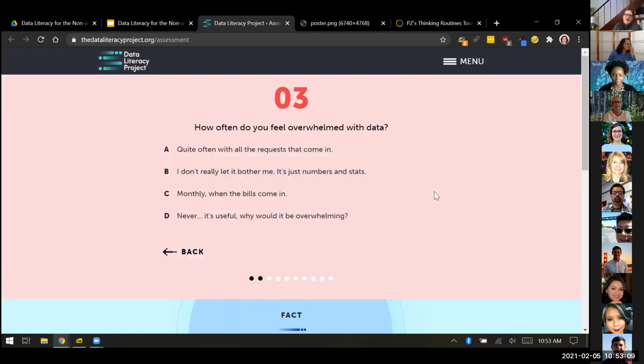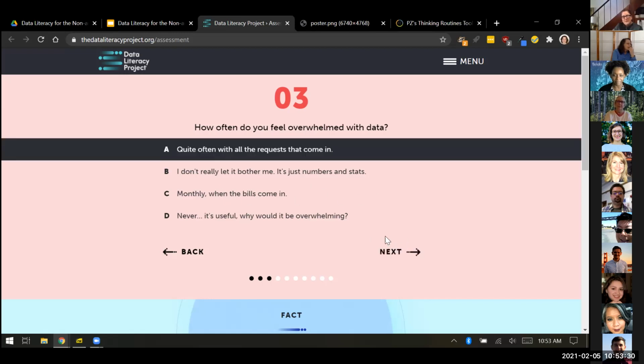Question 3. How often do you feel overwhelmed with data? A, quite often with all of the requests that come in. B, I don't really let it bother me. It's just numbers and stats. C, monthly when the bills come in. And D, never. It's useful. Why would it be overwhelming? I'm going to choose A, quite often.